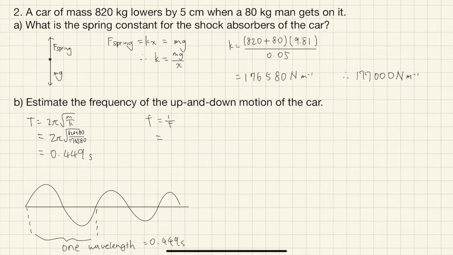We're not done with the question yet. We need to find the frequency, not the time period. That's where many students make silly mistakes, and it's not worth dropping your marks. By using f is equal to 1 over T, the final answer for this section is 2.23 Hertz.